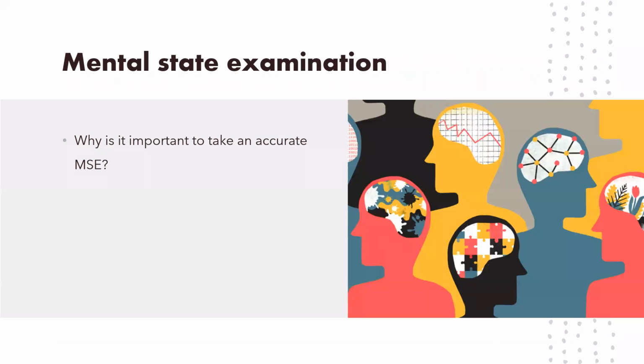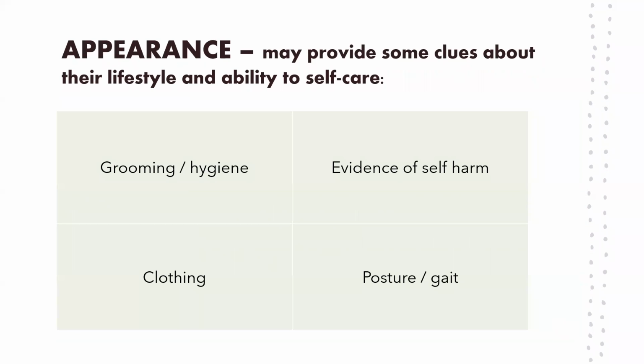Now, starting with the mental state examination. Why is it important? It basically helps you elicit signs and symptoms of mental illness, and it also helps you identify the risk factors that the patients might have. So with the mental state examination, you basically need to look out for a few components that we will go through. The first one of these components is the general appearance of the patient.